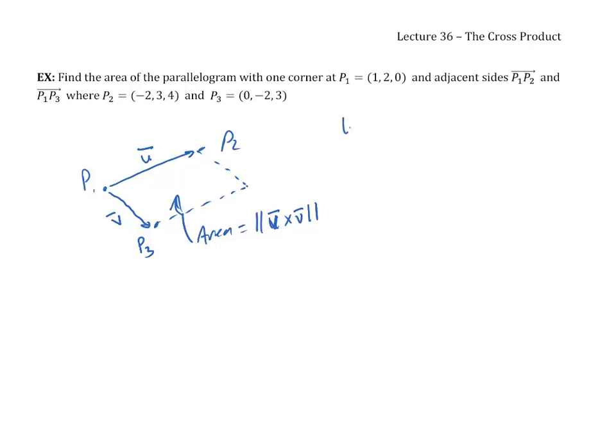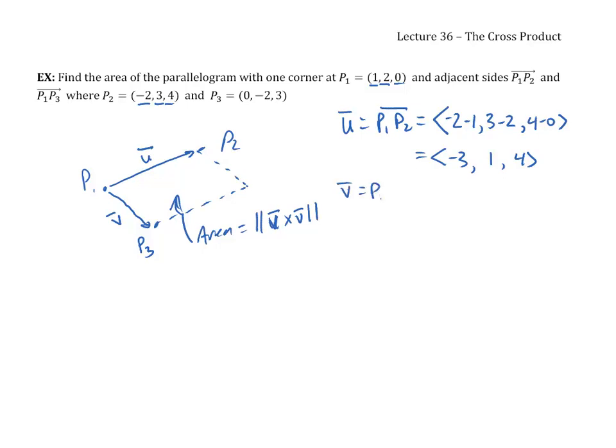It's one of our properties of the cross product. So how do I find u? If u is P1, P2, then I'll take P2's components minus P1's components. A -2 minus 1, a 3 minus 2, and a 4 minus 0. Right? This minus this, and this minus this, which gives me -3, 1, and 4.